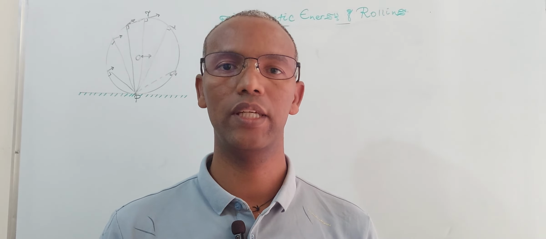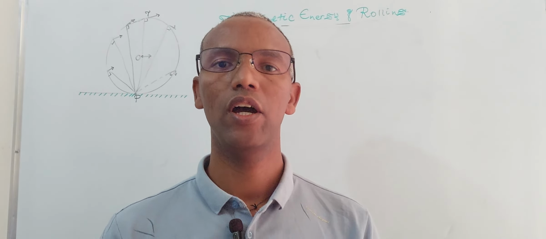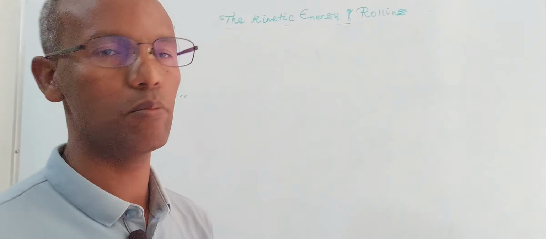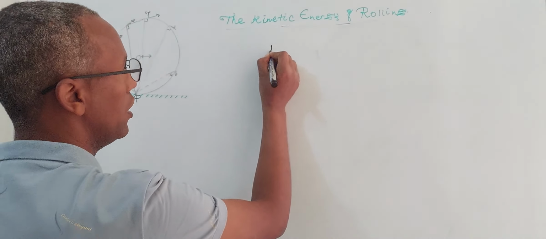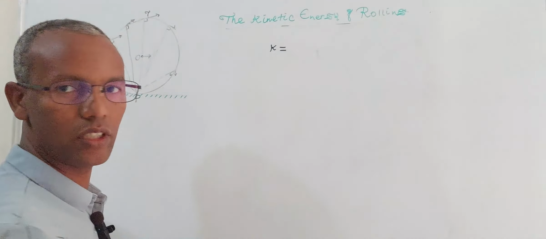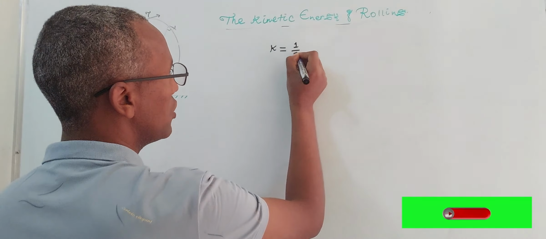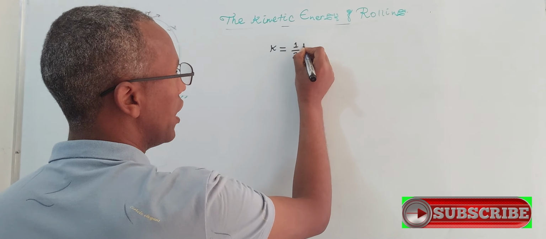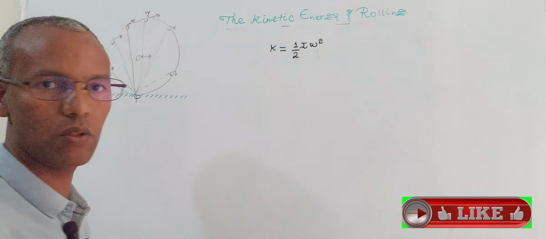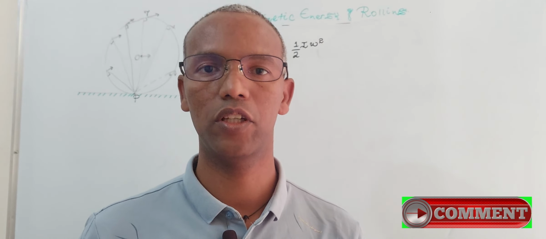In that episode we did discuss how to find out the kinetic energy of rotational motion. That is basically our initial point. The kinetic energy of a rotational object is equal to 1/2 multiplied by the moment of inertia multiplied by the angular velocity squared, right? That is the kinetic energy of rotational motion of an object.